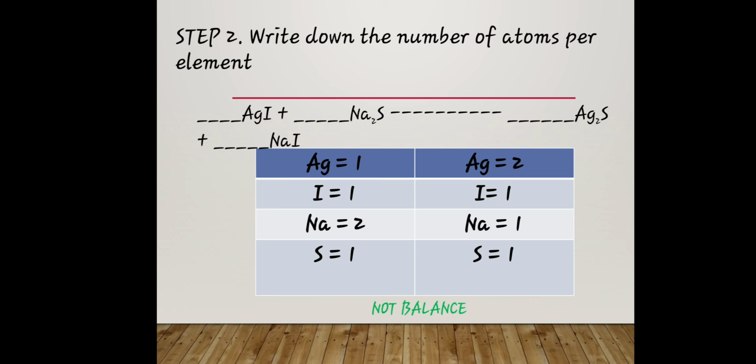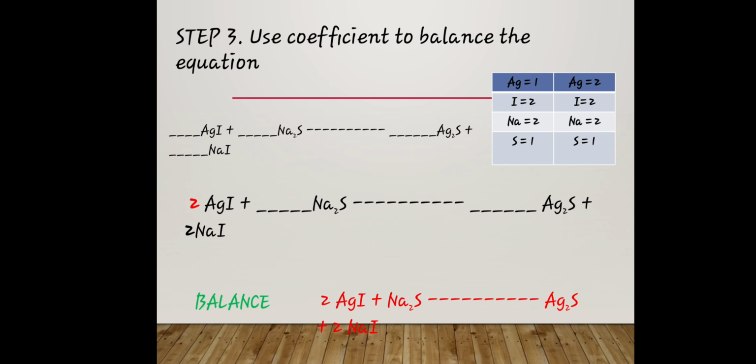So let's try to make it balanced. After you put the number of atoms or the subscript of each element, let's try to make it balanced. So how? Use coefficients to balance the equation. So how can we make it? So literally, we have to put again a coefficient.